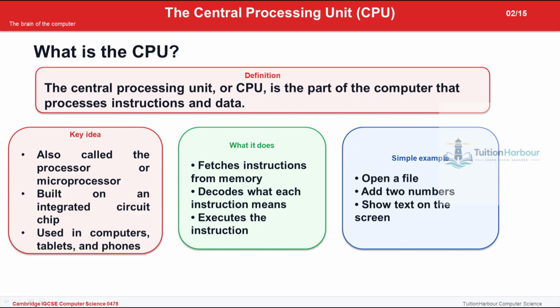The Central Processing Unit. The CPU is a part of the computer that processes instructions and data. It is also called the processor or microprocessor. It is found in computers, tablets, and smartphones. The CPU repeatedly fetches an instruction, decodes it, and then executes it.